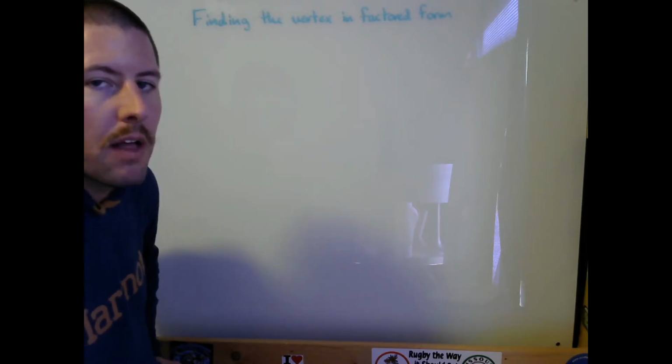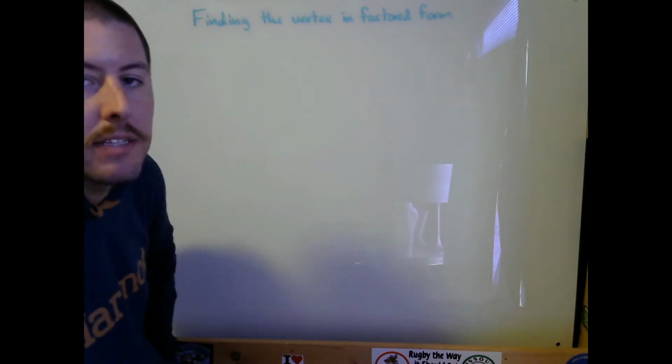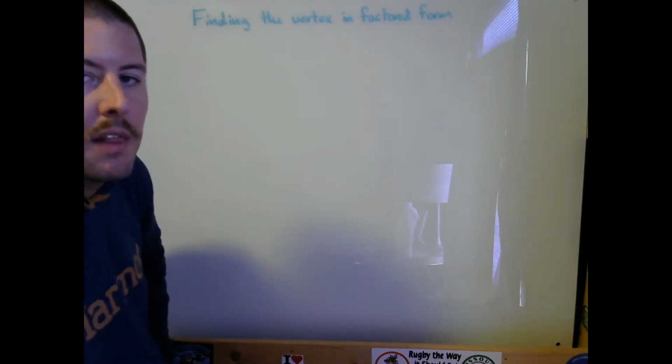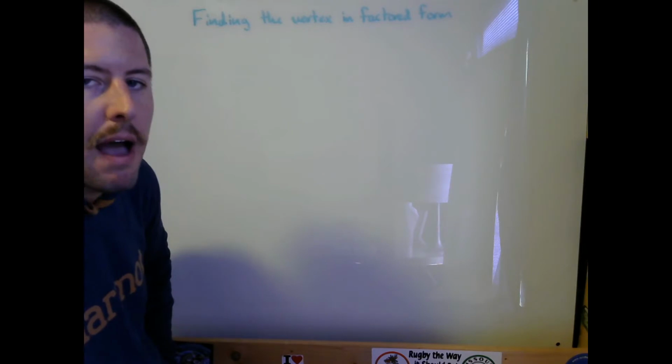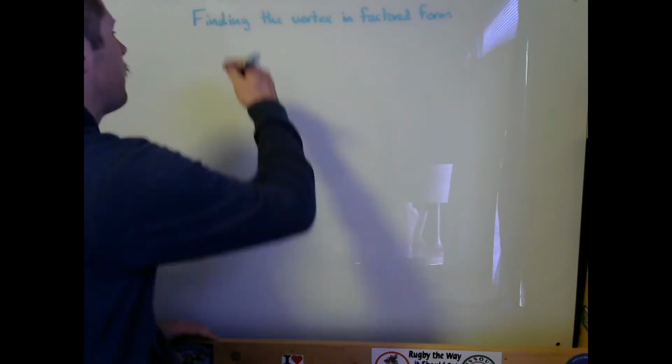So the last cell that we're going to look at before we go do those is identifying how do we find the vertex if we're in factored form. This is something that we've talked about briefly but haven't formally stated in class, so let's go ahead and take a look at an example now.